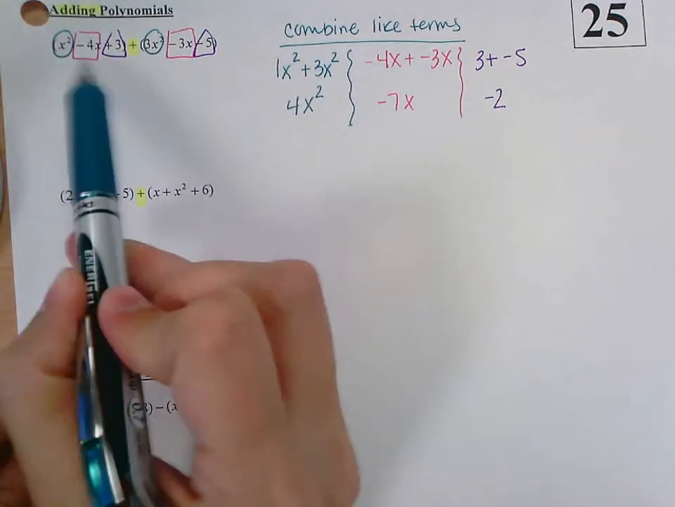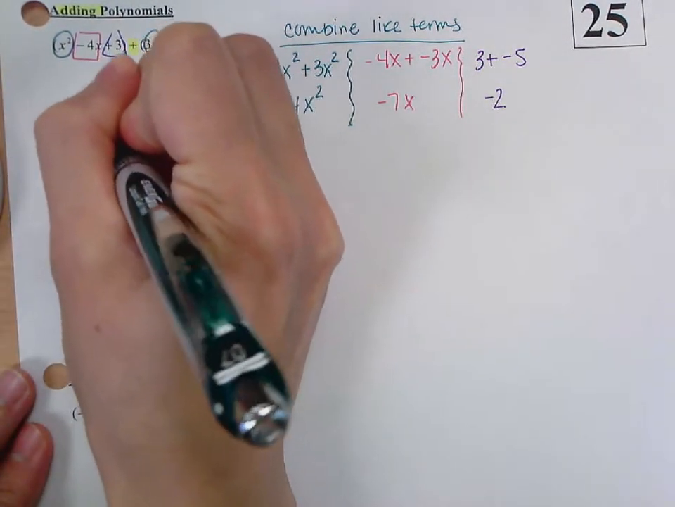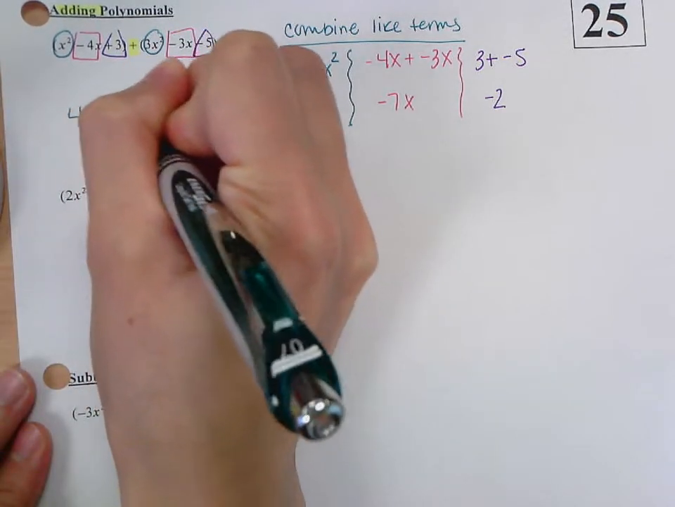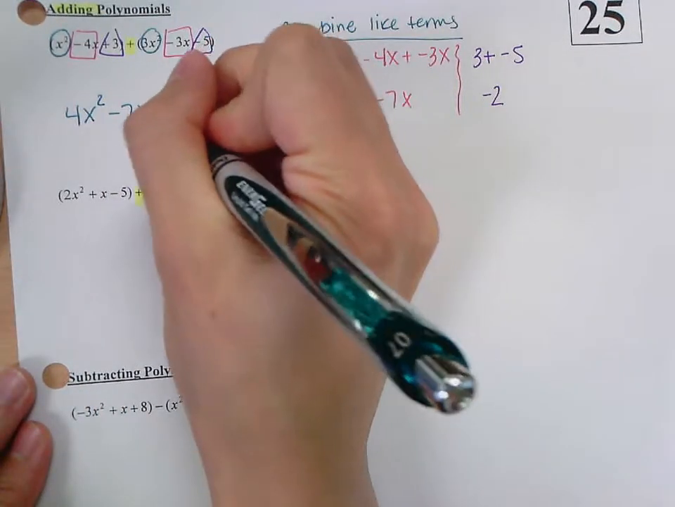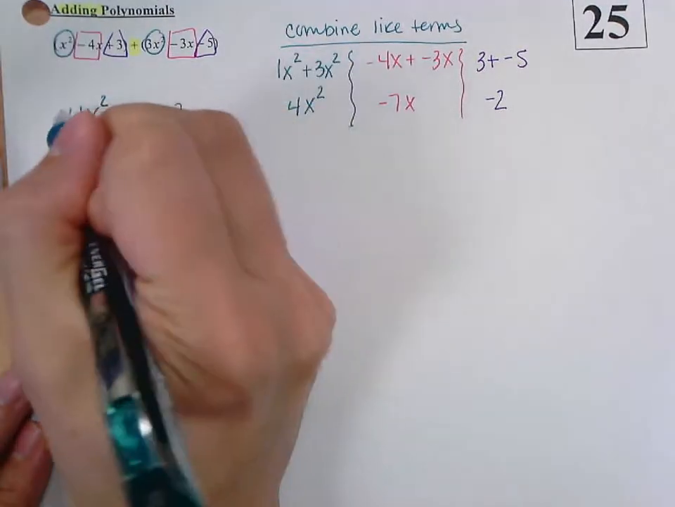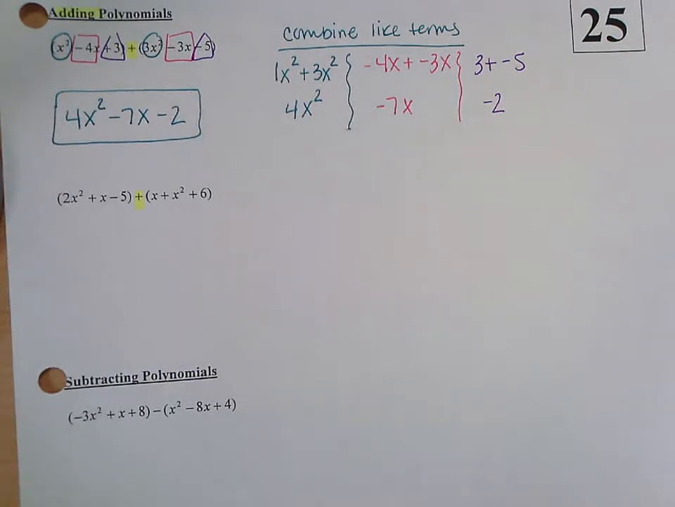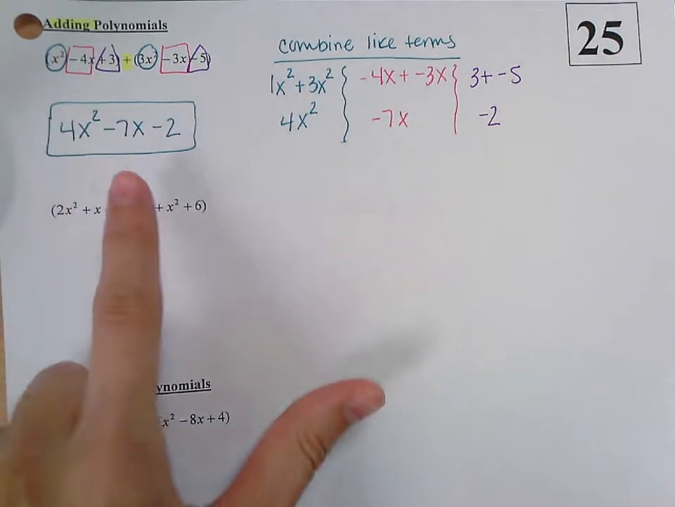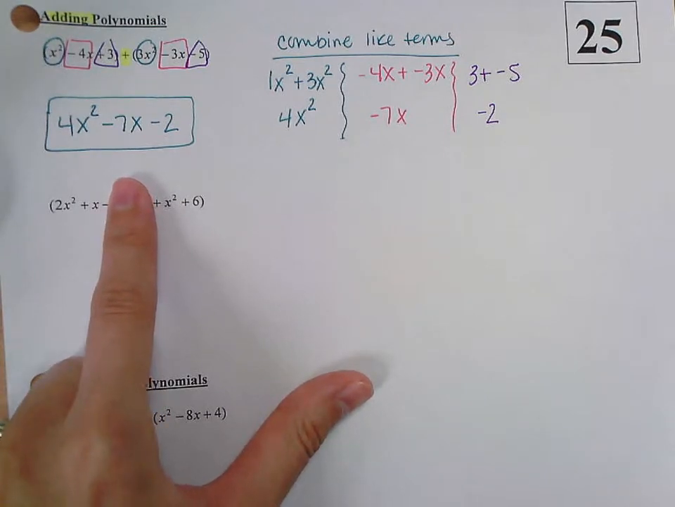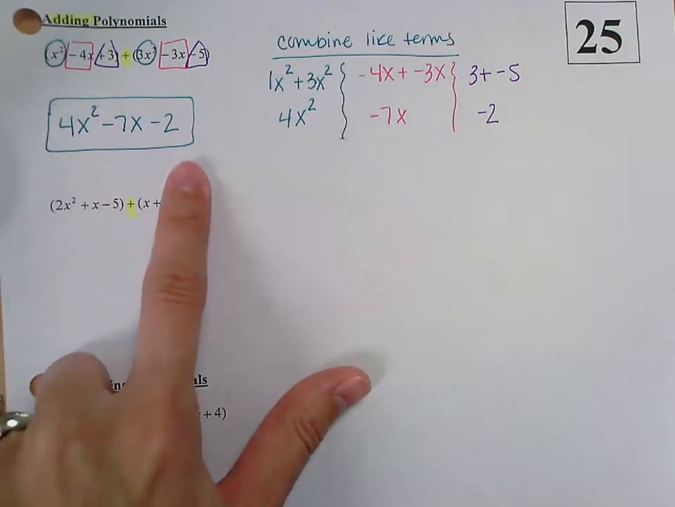So the sum, or adding these together, I get 4x squared, and then minus 7x because it's negative, and then minus 2 because it's negative. And that would be the answer. Now, it doesn't ask this, but just reviewing from yesterday. So because we're adding polynomials, this is a polynomial. Is it a monomial, binomial, or trinomial? Trinomial, and how do you know that? Yep, 3 terms, so we have a trinomial.